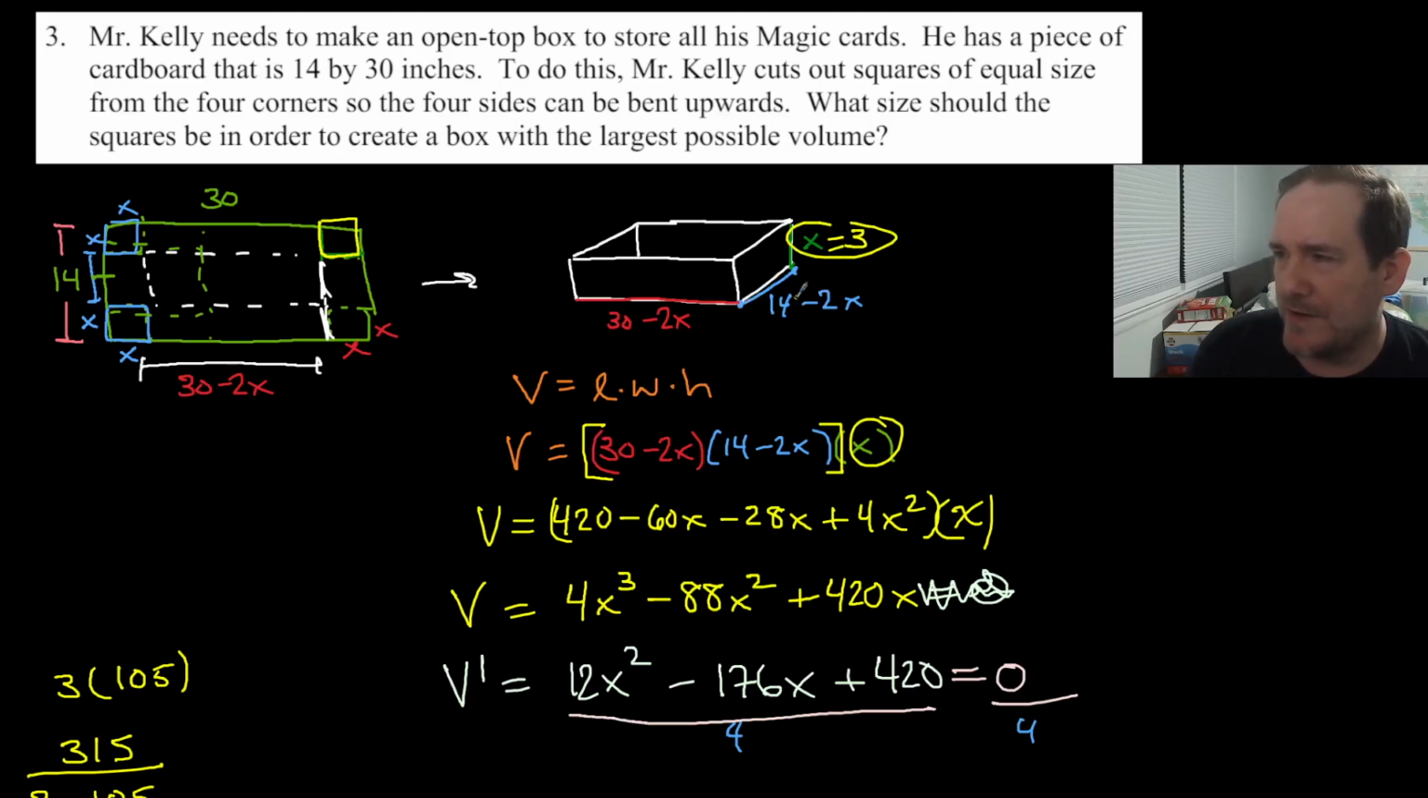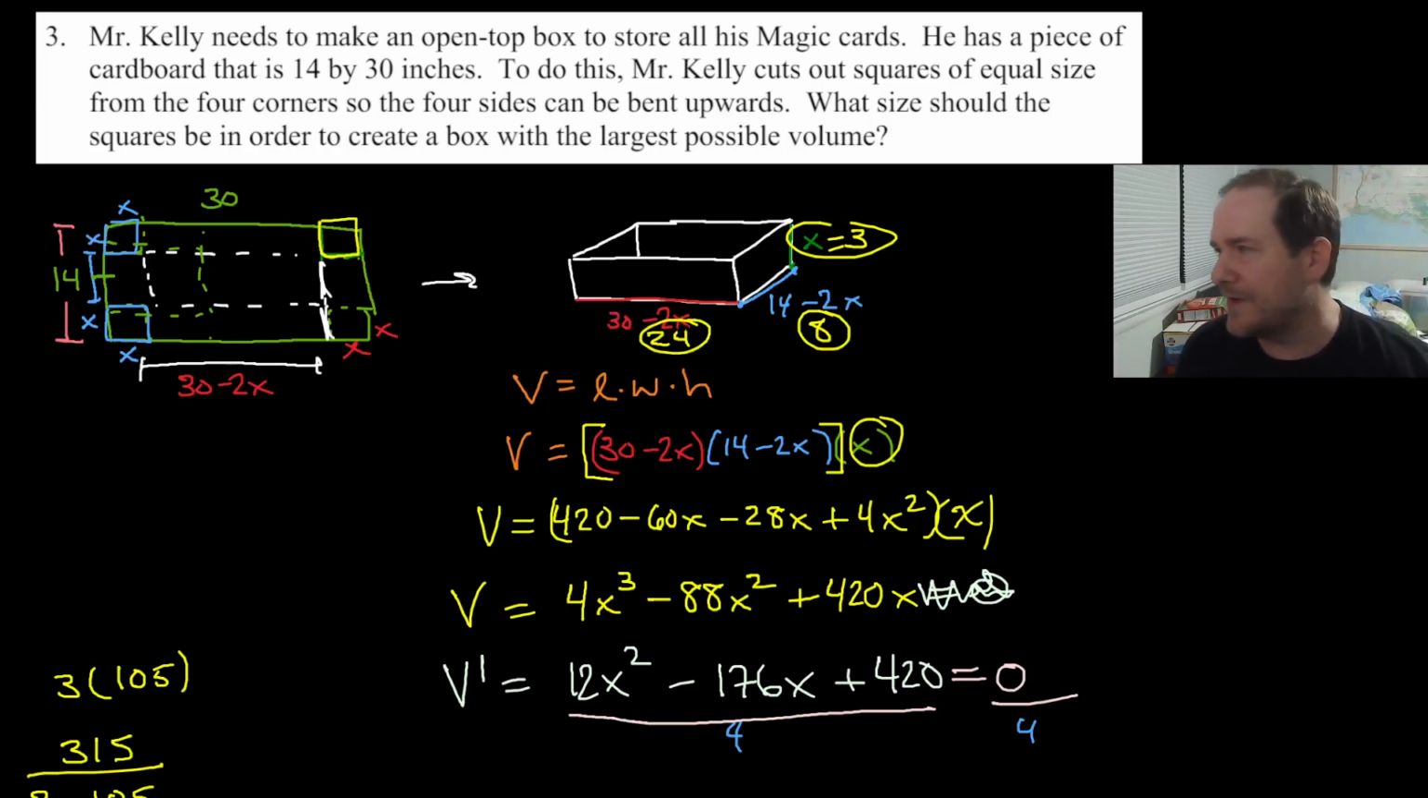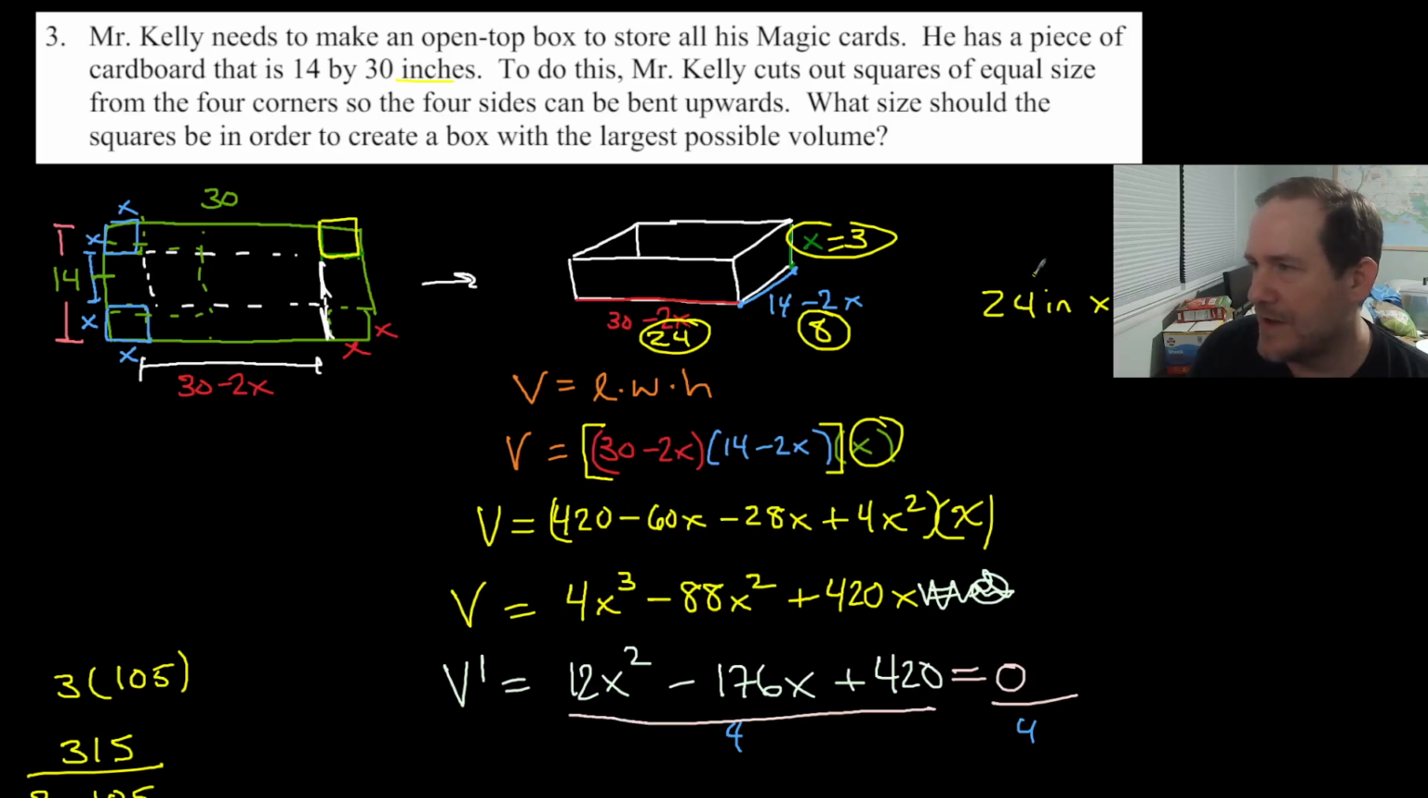The width here would be 14 minus 2 times 3, so 14 minus 6, which is 8. And 30 take away 6 is 24. So if I asked you, instead of just finding the side of the square, to find the length of all the sides of the box, you'd tell me that, is it inches again? It is. So you'd tell me that a 24 inch by 8 inch by 3 inch box is the box that will have the most possible volume. And of course we would get that box by cutting out a square whose sides are 3 inches.